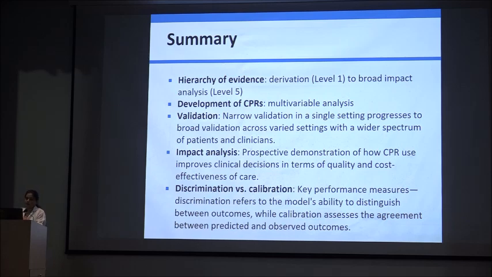There's a hierarchy of evidence when we talk about clinical prediction models, ranging from derivation to broad impact. We develop them using multivariable analysis. Validation is the next step once you derive the model, and can be done as narrow and broad. What's desirable is that you do an impact analysis, and the 2 key performance measures are discrimination and calibration, where discrimination talks about high versus low risk, and calibration talks about the absolute risk. So what is the absolute risk with regard to observed and expected?